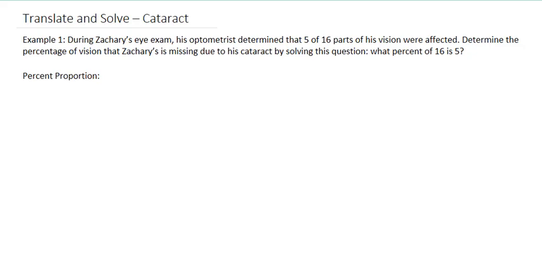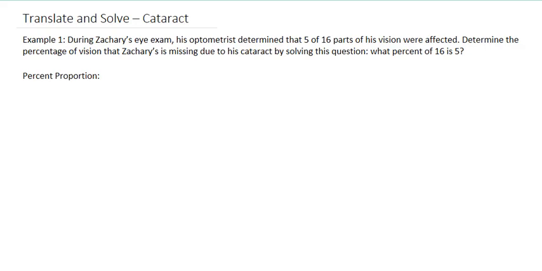Translate and solve. During Zachary's eye exam, his optometrist determined that 5 of 16 parts of his vision were affected. Determine the percentage of vision that Zachary is missing due to cataract by solving this question. What percent of 16 is 5?